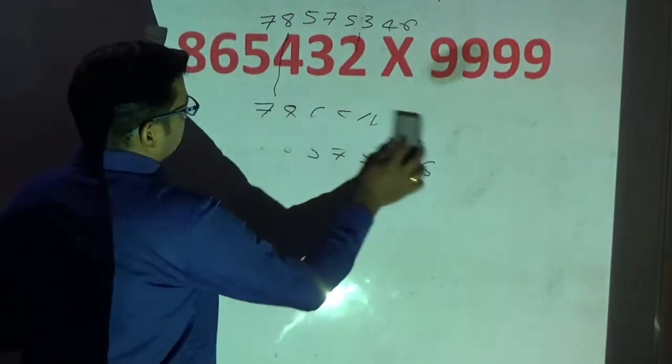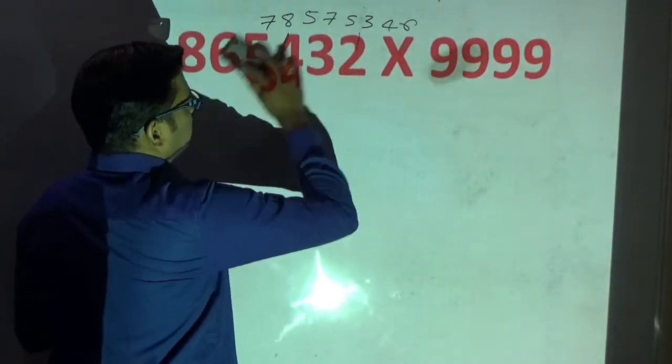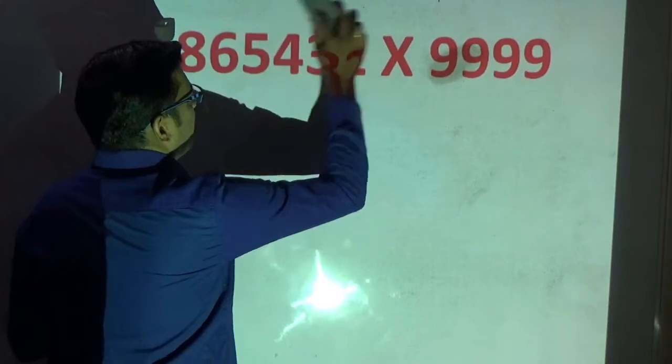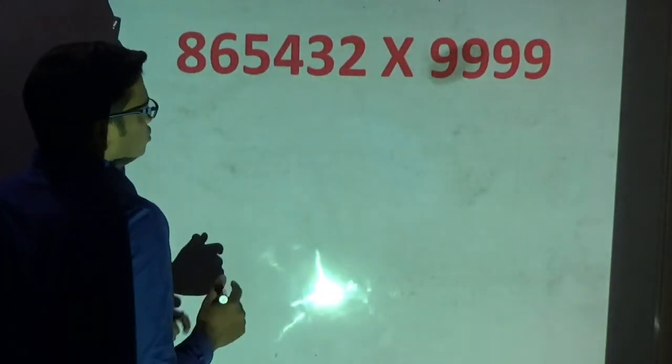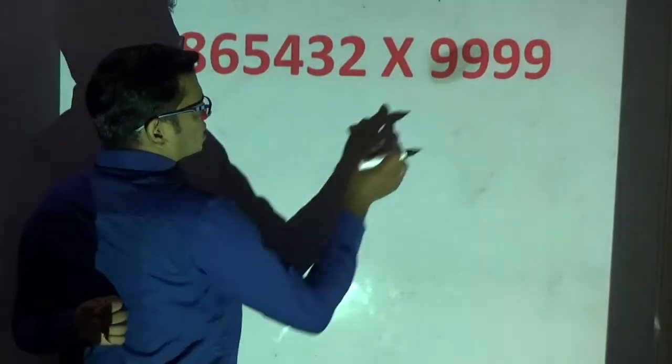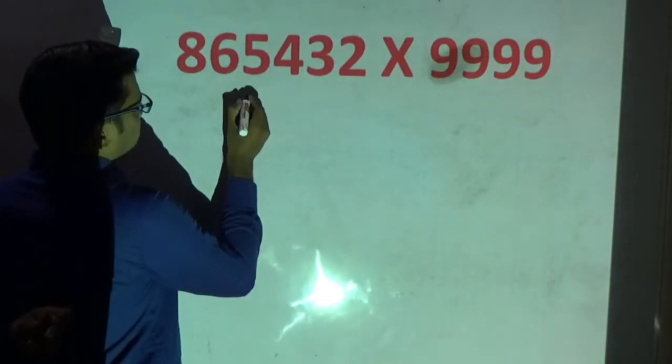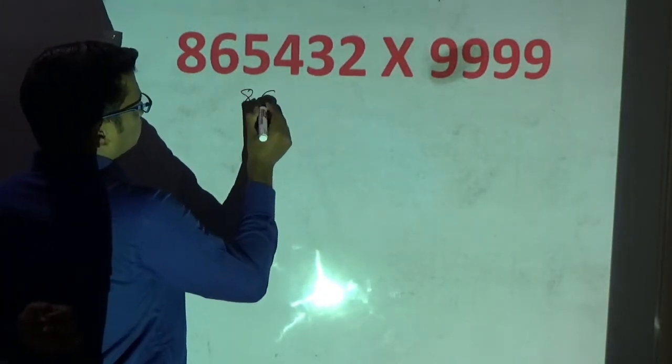Now I am multiplying this number by 9999. Okay, so I am going to apply both the methods and I am going to check whether our answer is correct or not. 9999 is nothing but 10,000 minus 1. First I will multiply this number by 10,000.